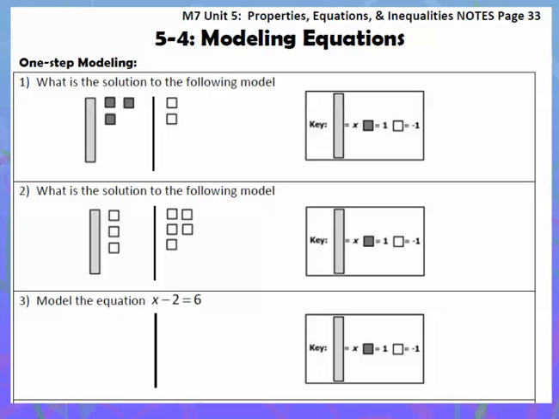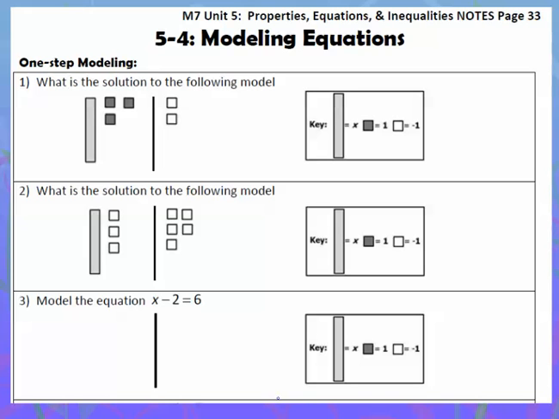Today we're on notes page 33 in your binder, and we're talking about modeling equations. Now, when we talk about modeling equations, all we're talking about is drawing a picture of a math problem. That's all modeling means. And we're going to talk about how to do that for 1- and 2-step equations.